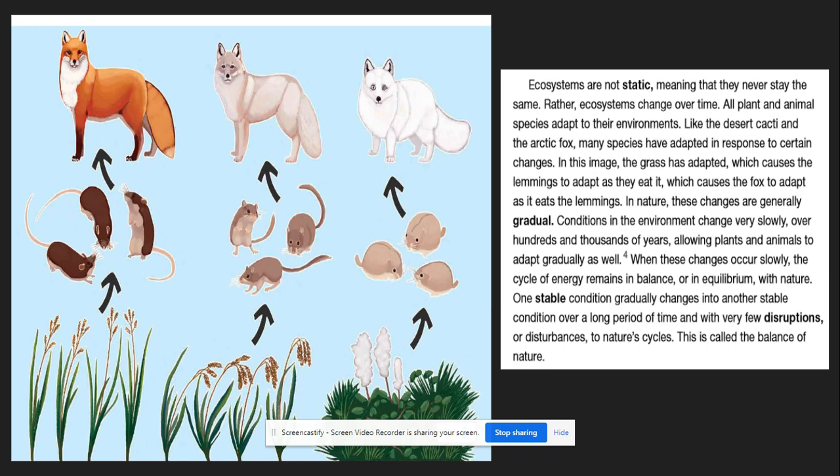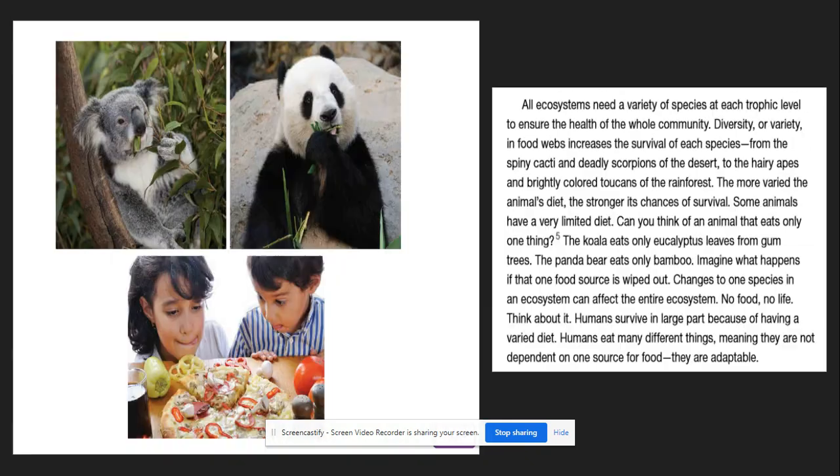In nature, these changes are generally gradual, slow. Conditions in the environment change very slowly over hundreds and thousands of years, allowing plants and animals to adapt gradually as well. When these changes occur slowly, the cycle of energy remains in balance or in equilibrium with nature. One stable condition gradually changes into another stable condition over a long period of time and with very few disruptions or disturbances to nature's cycles. This is called the balance of nature.